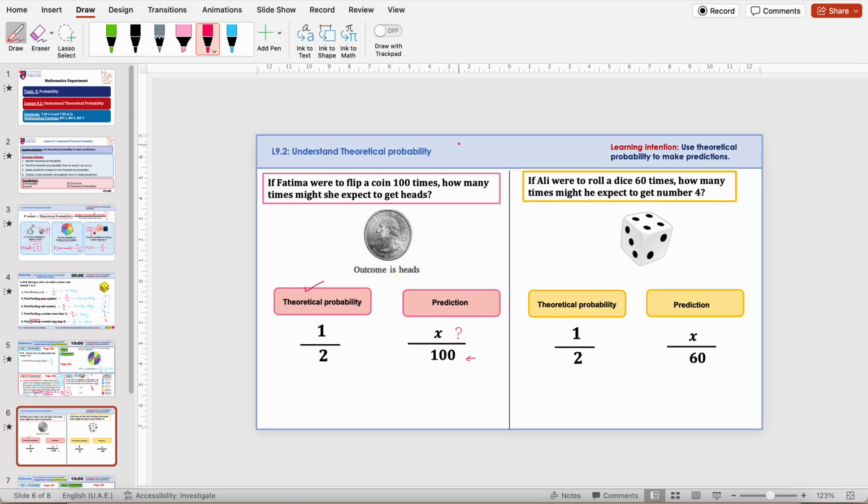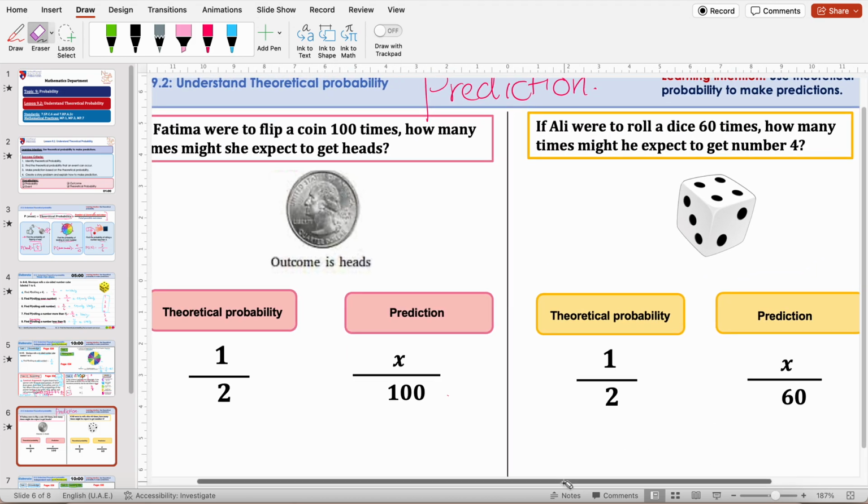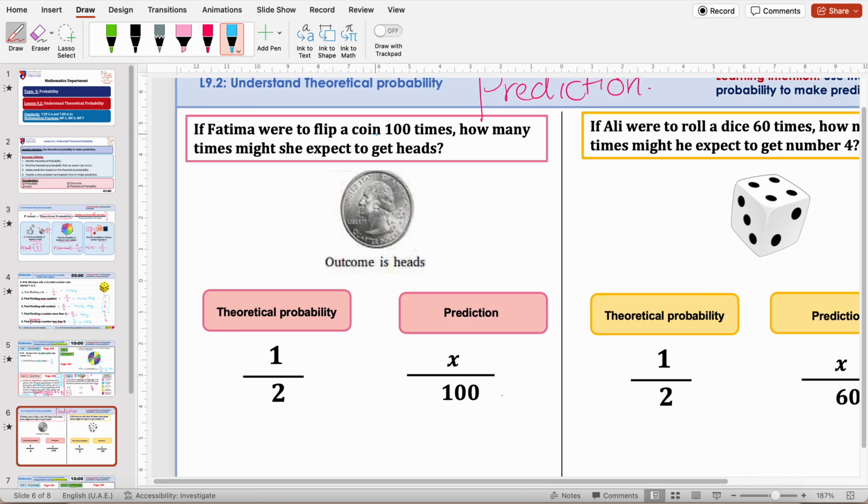What if I want to do prediction? If I want to do prediction, I will need my theoretical probability and I will need the number of times I'm going to predict. Okay? Okay, let's do it. So let's take this example. If Fatima were to flip a coin 100 times, this is the number of times you're going to do your repetition, or you're going to do your event. How many times will she expect to get heads? This is the probability you want. Probability of getting heads.